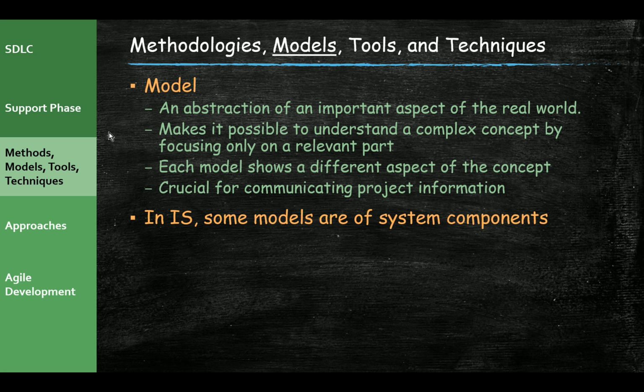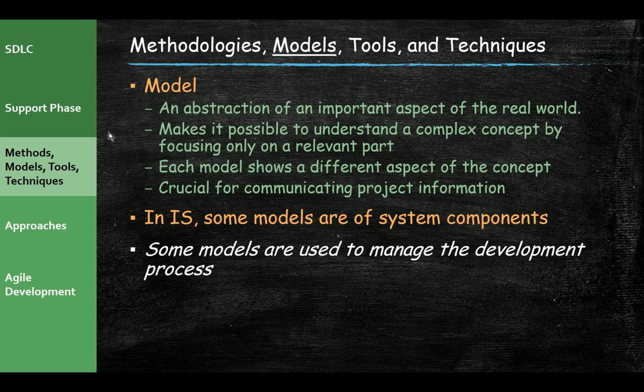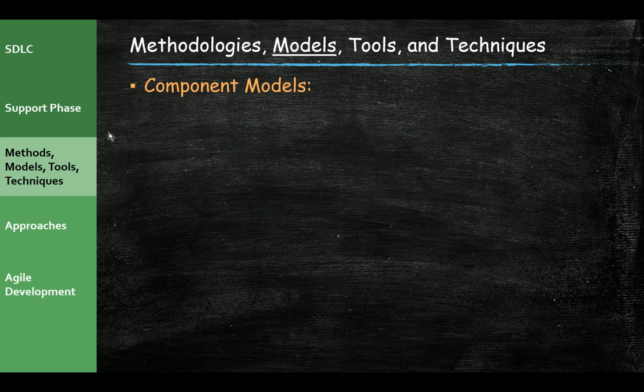In information systems, some models are of system components, and other models are used to manage the process. So project planning has its own modeling, which we haven't really talked about in this course. We don't really talk about project management in this course, but your textbook does talk about project management. So you can certainly take a look at that, and there are other courses you could take about project management where you would use project management modeling, things like Gantt charts and so forth. In fact, I think we have a slide here where we talk about those models.